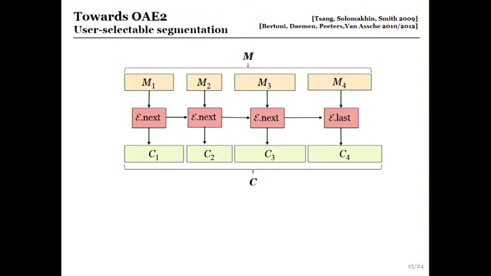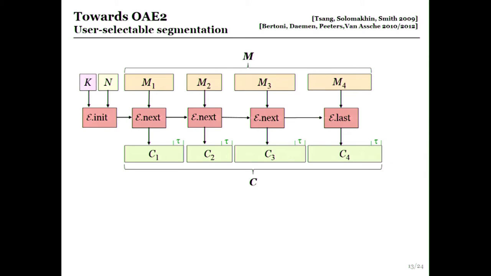Wanting the scheme to be online means that when the message M1 is presented, we need to spit out the corresponding ciphertext block, C1. Furthermore, M1 should be recoverable from C1. Next, when M2 is presented, we produce the corresponding ciphertext block, C2. To keep things simple, I'm going to assume that each ciphertext block has a length which is some number of bits, tau, more than the corresponding plaintext block.